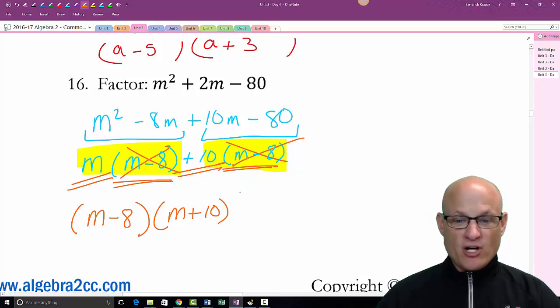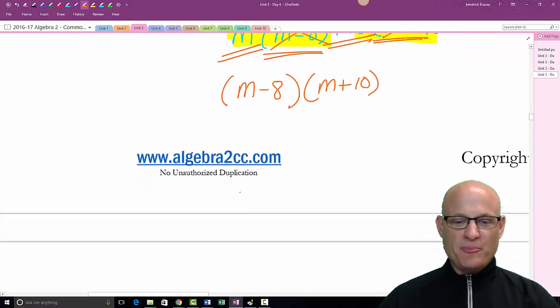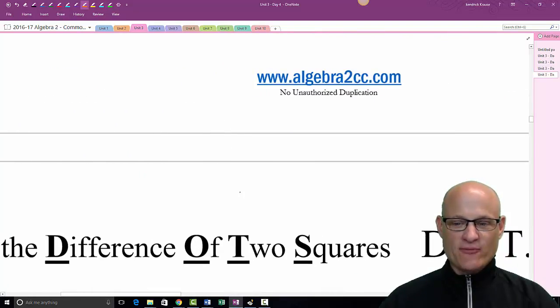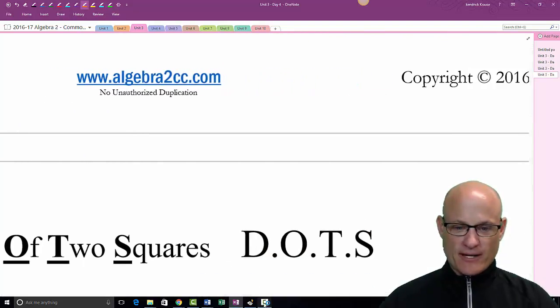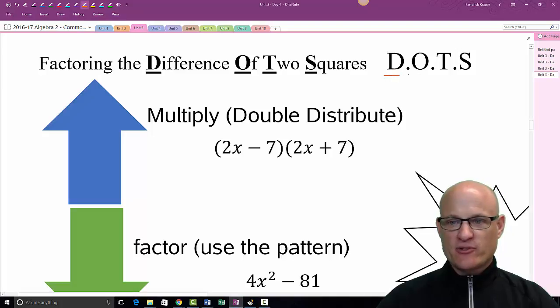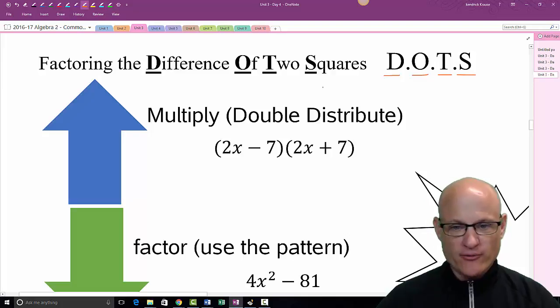All right, so I'm going to give you a little sneak peek. Dots. There it is, dots. The difference of two squares. I'll be right back. Dots. The difference of two squares. It's just easy to remember. Difference of two squares, or two perfect squares.